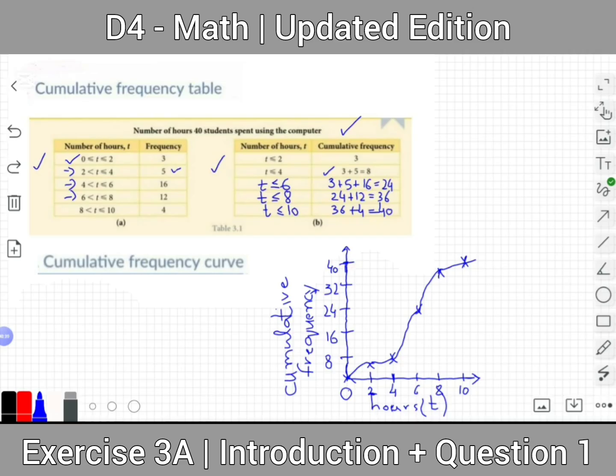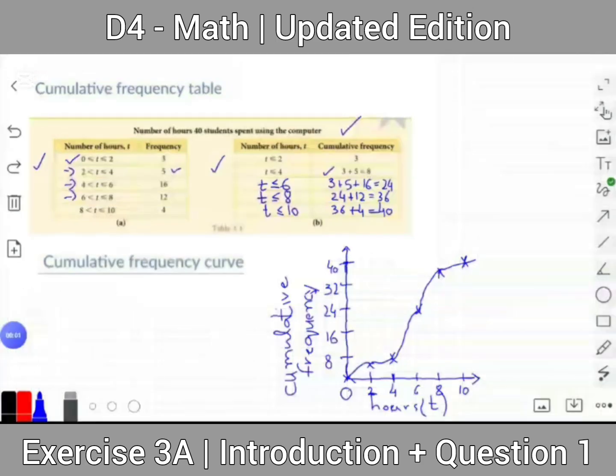Then we scaled the axis, making sure the cumulative frequencies were on the y-axis. Then we plotted points, all of the endpoints, making sure to plot each cumulative frequency at the end of each interval. And finally, we put the hours spent by the students using the computer on the x-axis, and finally we connected them up by using a smooth curve. So this is the final cumulative frequency curve.